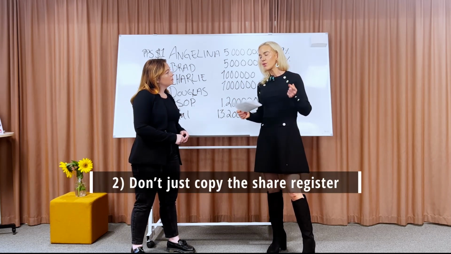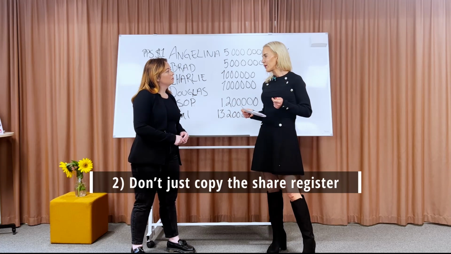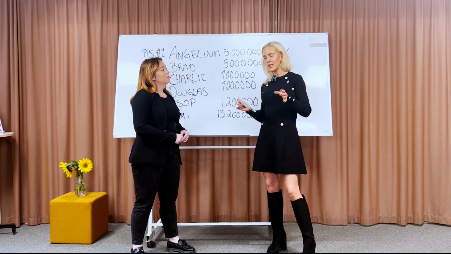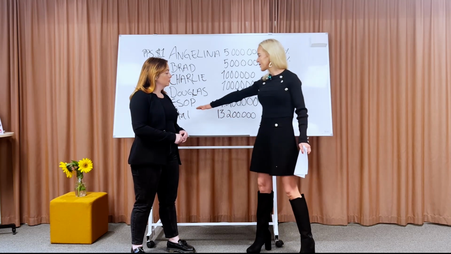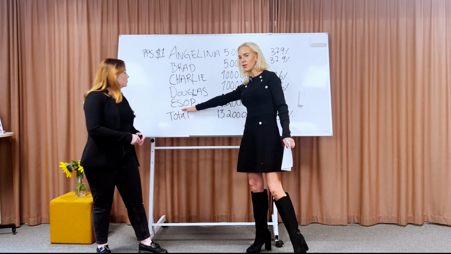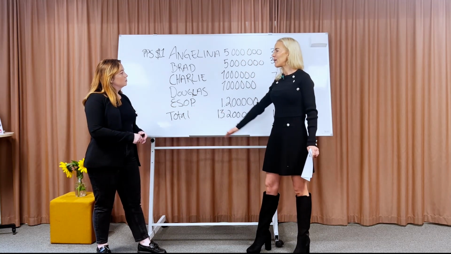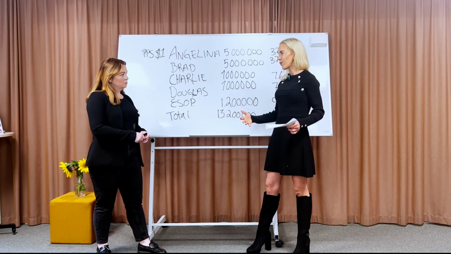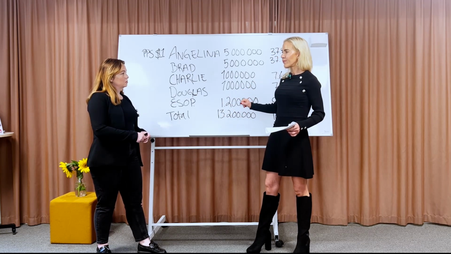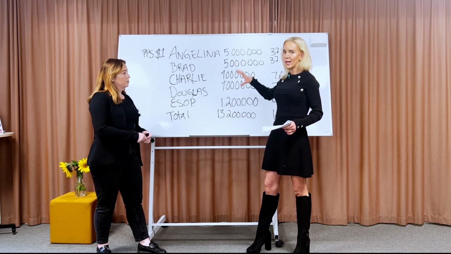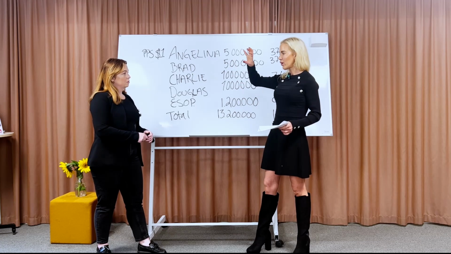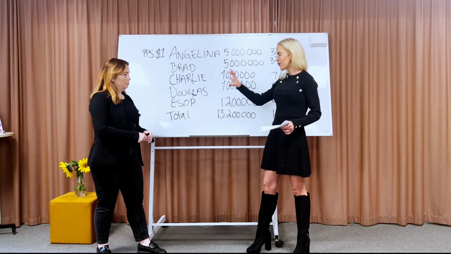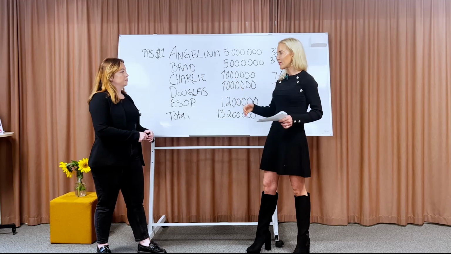Number two, don't copy the share register. Be selective with the information. So, for instance, if you have a huge ESOP pool, you don't have to list the name of all of the employees, their address, and so forth. You can bundle it together. Okay. So only have the relevant information. It can be a section for minority shareholders, a section for ESOP, not yet deployed, etc.